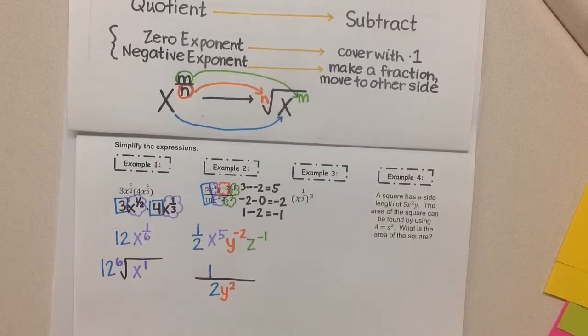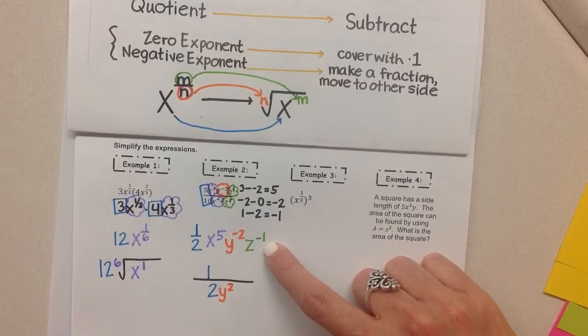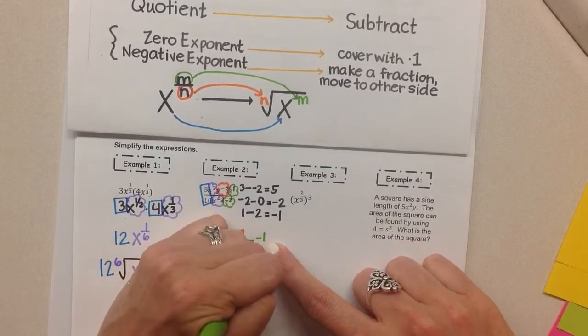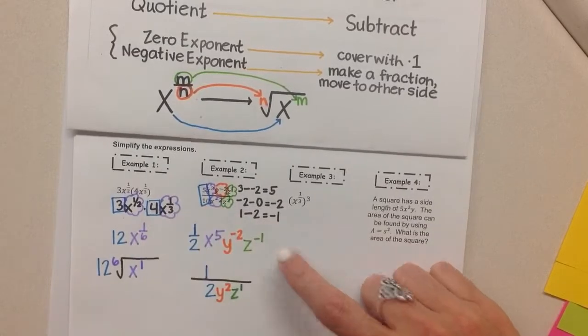And it's got to become positive, or moving it to the bottom of the fraction doesn't do anything and makes no sense. So that's why we're moving it. And now look at z. Z also has a negative exponent, so we're going to do the same thing. We're going to move it to the other side of the fraction to join that y squared, and then that negative one is going to change to a positive one.